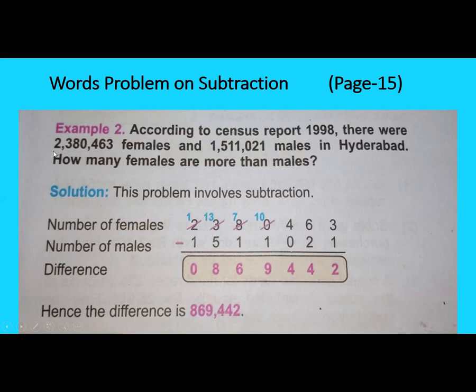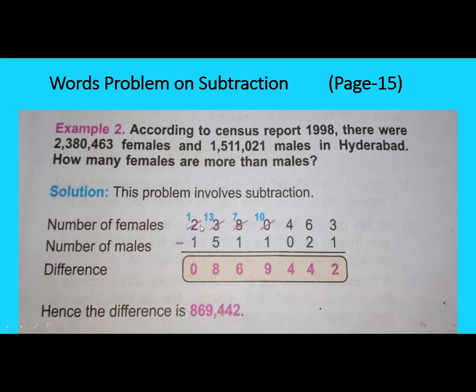As you can see here, this is the number of females and this is the number of males. You can see over here that females are more than males because one number is starting from 2 million and the other is starting from 1 million, so it means females are more than males. How many more females than males? So what we have to do, this is a subtraction problem. We have to subtract to find how many females are more than males.